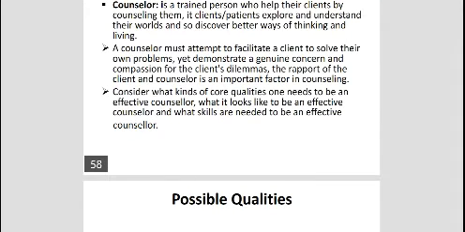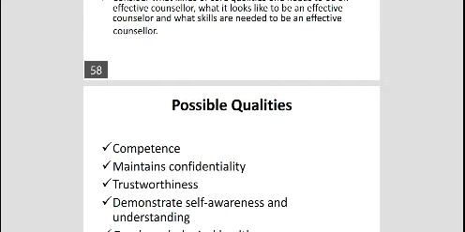Consider what kind of core qualities one needs to be an effective counselor, what it looks like to be an effective counselor, and what skills are needed to be an effective counselor. So let's get the possible qualities. I know the possible qualities of a counselor.